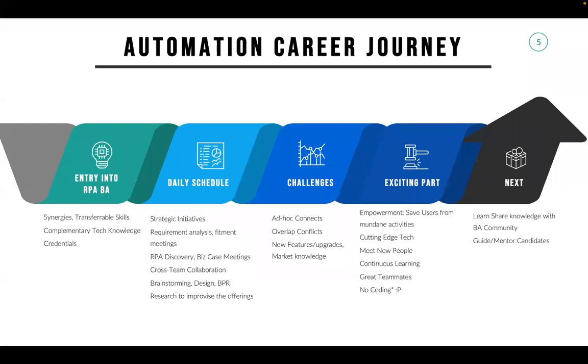And overlapping meetings, like as an RPA BA, we would be working on different projects. So you would have overlap. You would have to prioritize which meeting you can attend, which you can decline, and which you can request to reschedule. And because UiPath has more than 10-15 products, to stay up to date about the latest and greatest features that are rolled out every month or every quarter is a difficult thing. It's a real challenge.